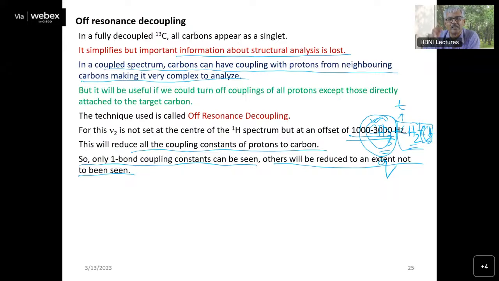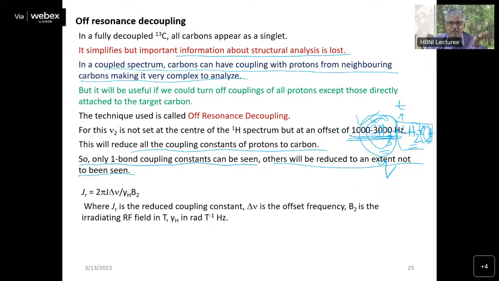They will be less than 1 Hz, or maybe less than 5.5 Hz, so you will not be able to see them, and that will depend on what offset you are taking. That's why I have given this offset range. You may have to do a couple of experiments; in one shot you may not be successful. You have to choose the correct offset. Automatically the coupling constant, the 1JCH, will not be the same. It will now also be reduced.